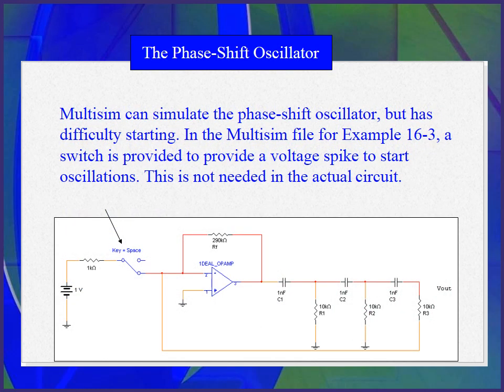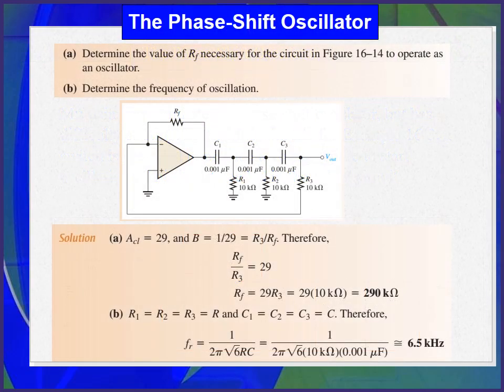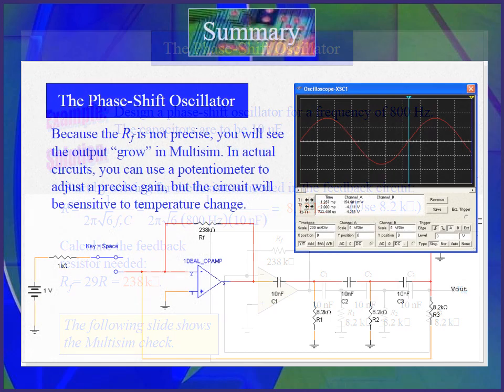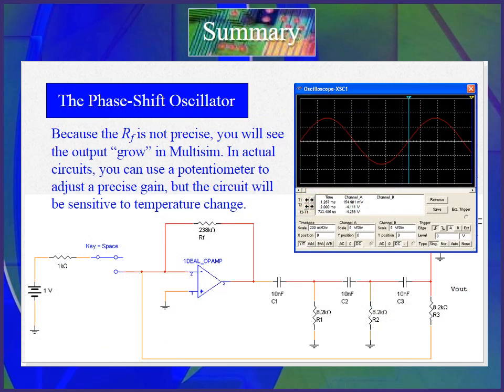So this is the Multisim, which can simulate the phase shift oscillator but has difficulty starting. In the Multisim file, for example 16.3, a switch is provided to provide a voltage spike to start the oscillation. This is not needed in the actual circuit. So this is the example problem you can solve. Given here, this is the summary of the phase shift oscillator using Multisim.